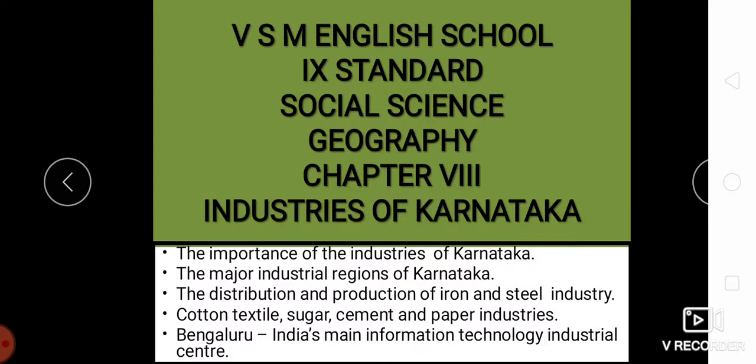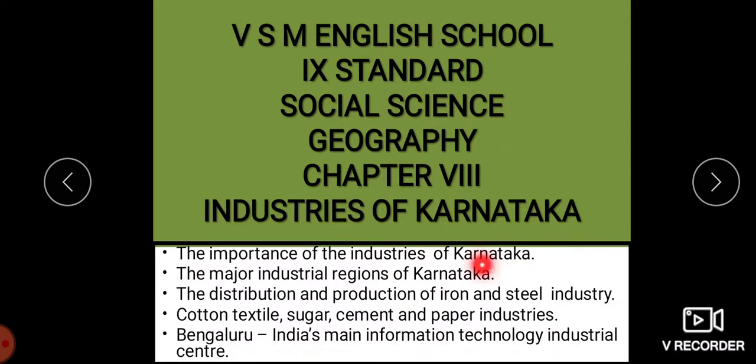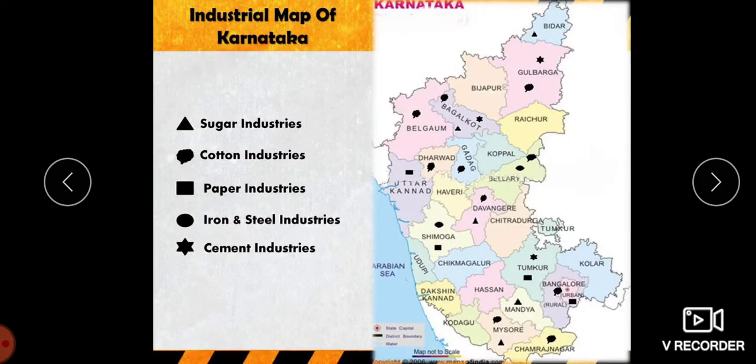Today we will be studying the next part, that is geography, chapter 8, industries of Karnataka. In this chapter, children, we will be studying about the importance of the industries of Karnataka, the major industrial regions of Karnataka, the distribution and production of iron and steel industries, cotton, textile, sugar, cement and paper industries. And we'll also study about Bengaluru, India's main information technology industrial center.